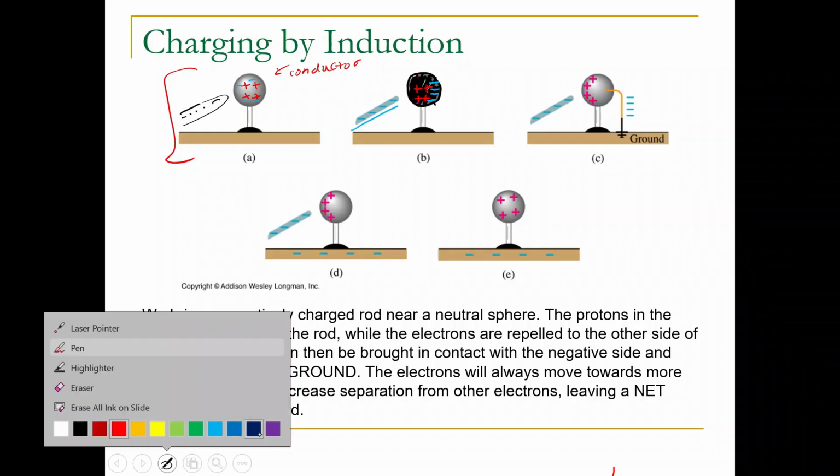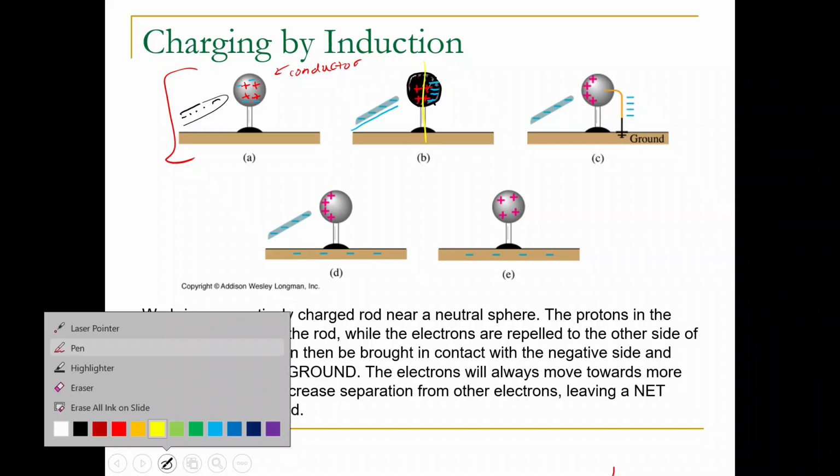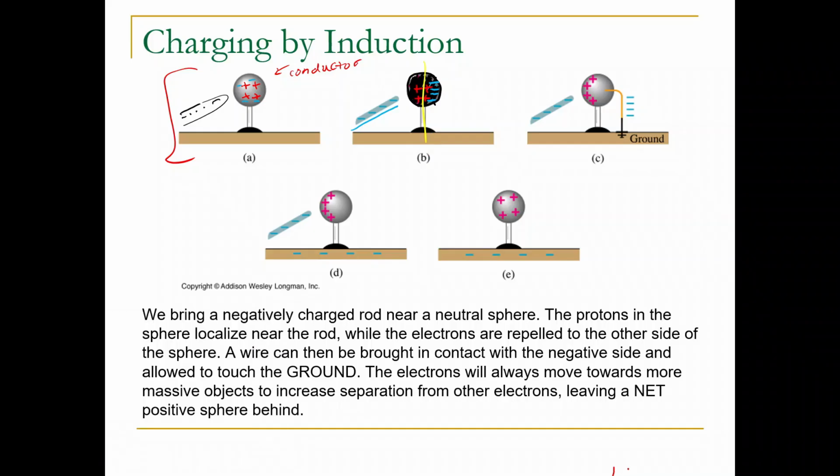So then what happens is, if you draw a line through the center, the side that is closest to the negative rod now has that partial positive charge. And the side that is furthest, that has those extra electrons, is now partially negative. Now this is temporary. If I was to remove the rod, the charges would go back to where they were. So at this stage, we just have polarization.